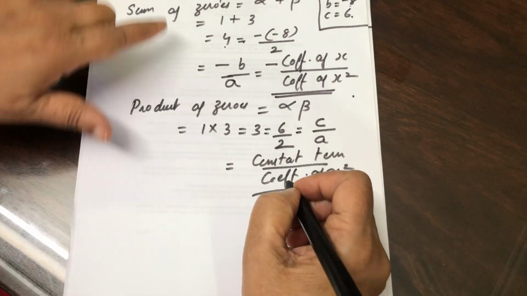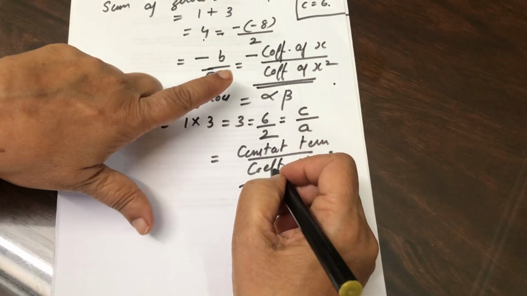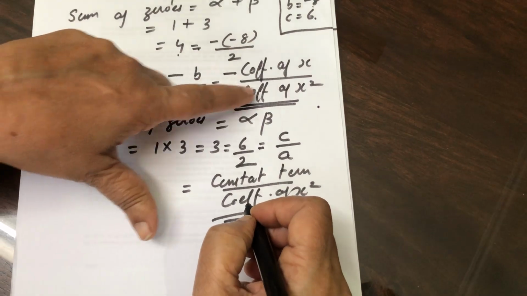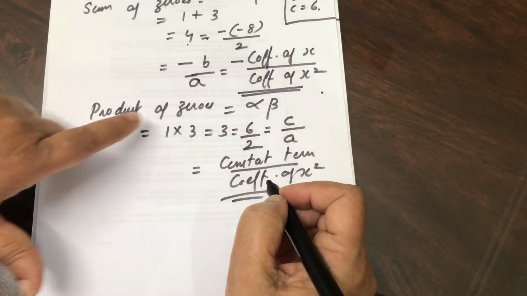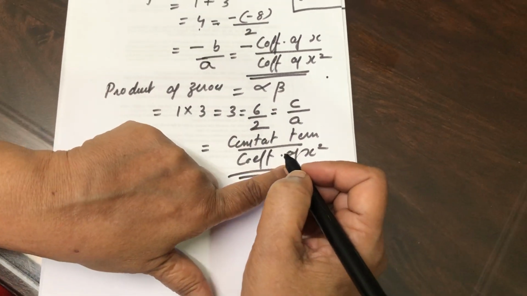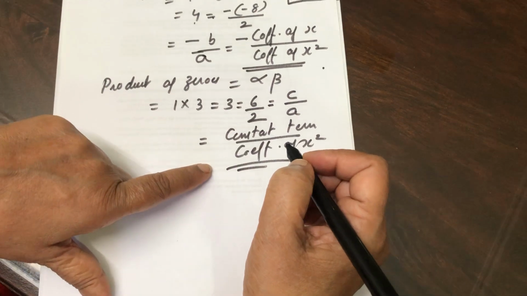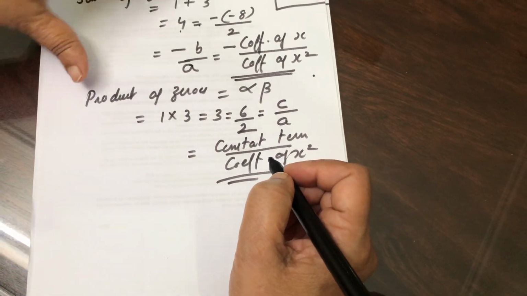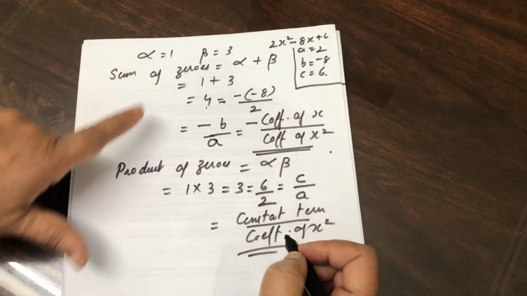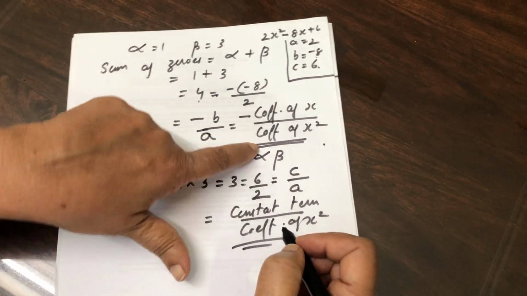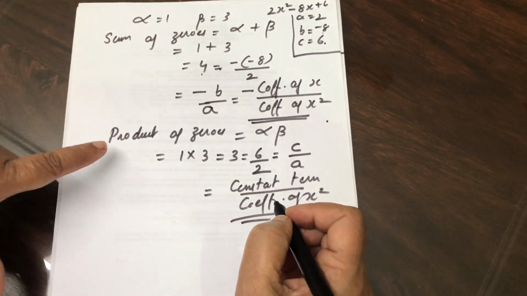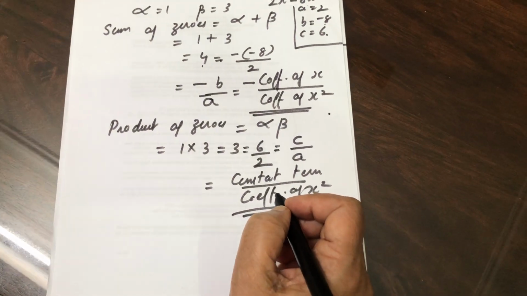So you have proved sum of the zeros is equal to minus b by a, that is equal to minus of coefficient of x by coefficient of x squared. Product of zeros is equal to c by a, that is constant term divided by coefficient of x squared. So our question was find the zeros. We found out the zeros and verified the relationship between the zeros and the coefficients. So we have verified sum of the zeros is this and the product of zeros is this.